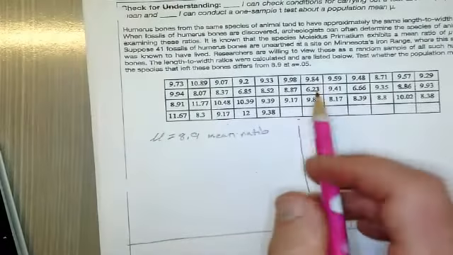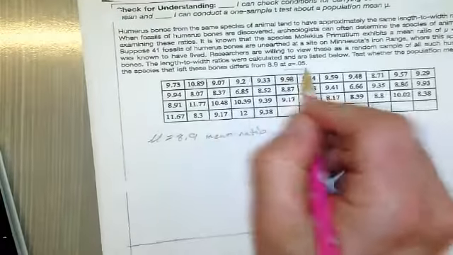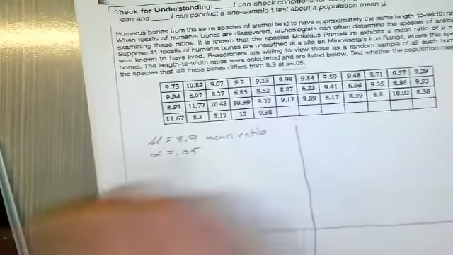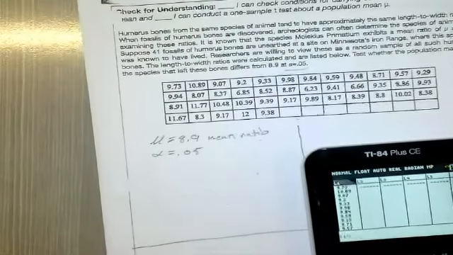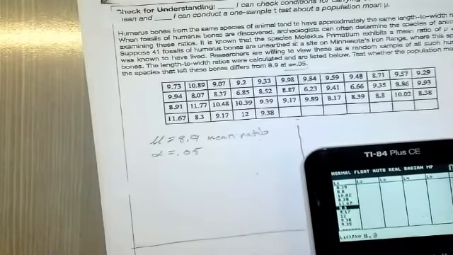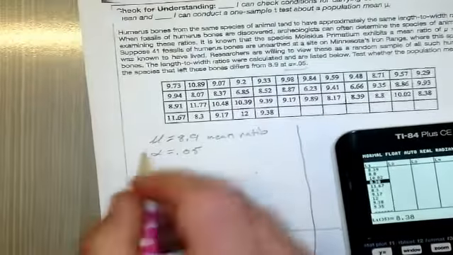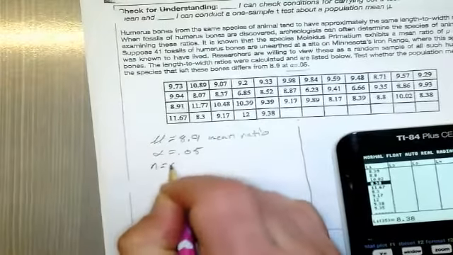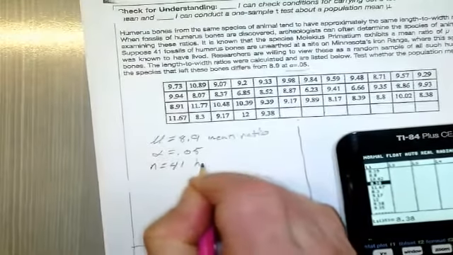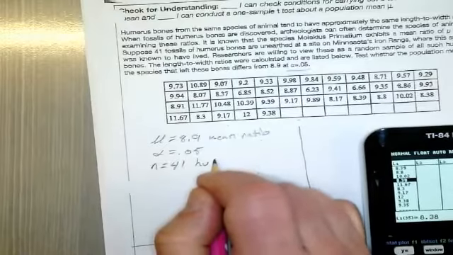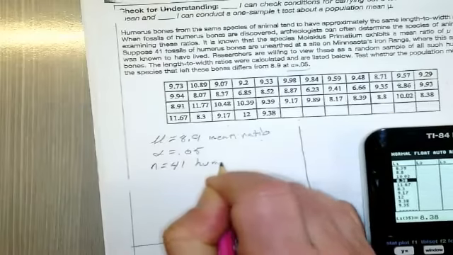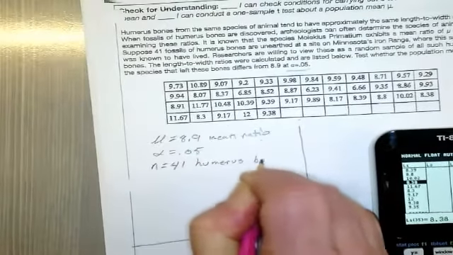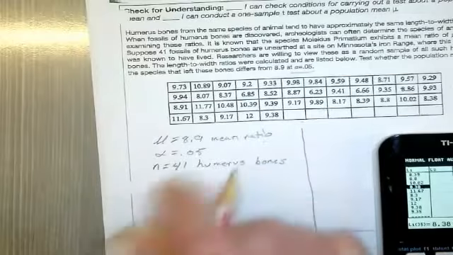And so we've got all that information, and they tell us that alpha is 0.05. And so we put all these numbers into a list. We put them all into L1 or L2 or whatever, and there's 41 numbers. Okay, so N equals 41 bones, humerus bones. It's not very funny though. And we're assuming that they're a random sample, it says.